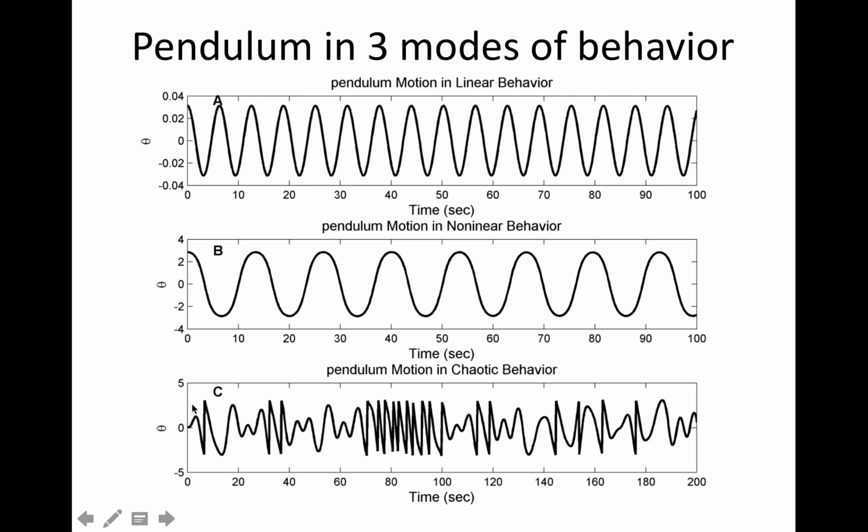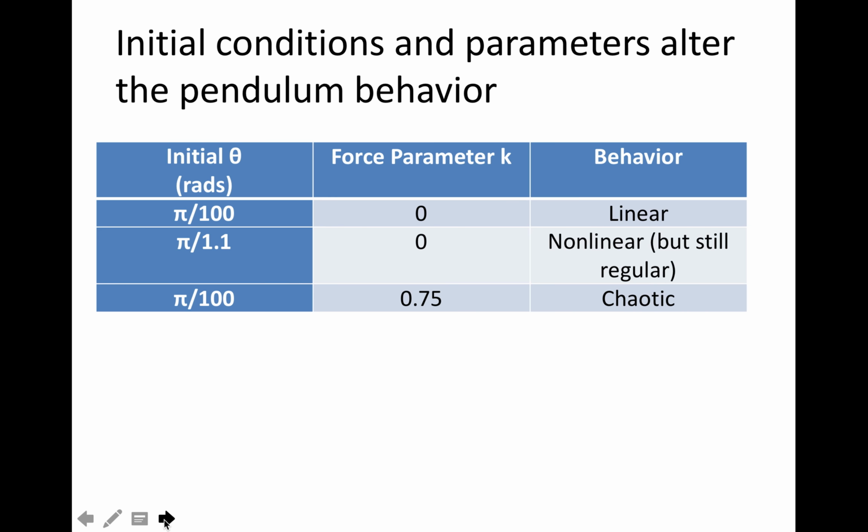And then figure C represents what happens when we have specific choices for K and B. And we can see here the pendulum motion becomes highly chaotic. So this would be representative of something like that water wheel that we saw in the video. So initial conditions and parameters alter the pendulum behavior significantly.